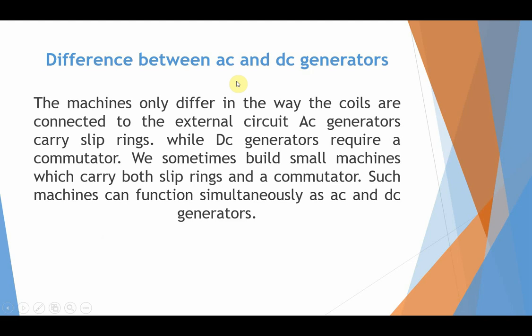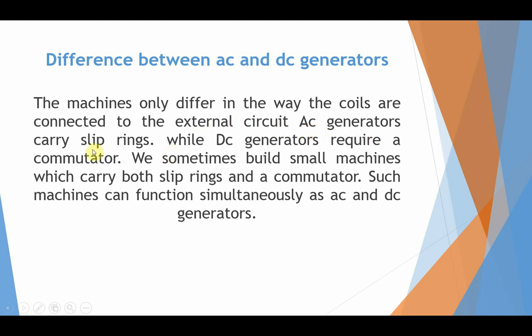Now, what is the difference between AC and DC generators? It is simple. We studied that in a coil a voltage is produced that is AC, alternating in nature, and in a DC generator we convert it with the help of a commutator. So there is one main difference. In an AC generator we don't have a commutator, and in DC we use a commutator in order to convert AC voltage into DC voltage. So the machines only differ in the way the coils are connected to the external circuit.